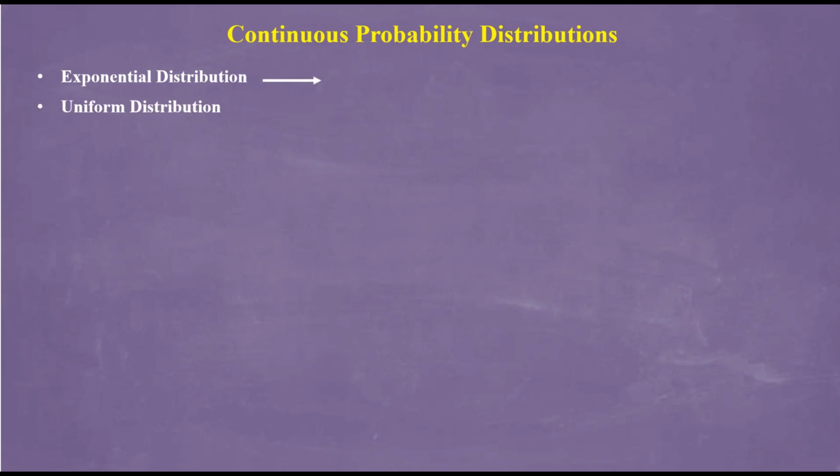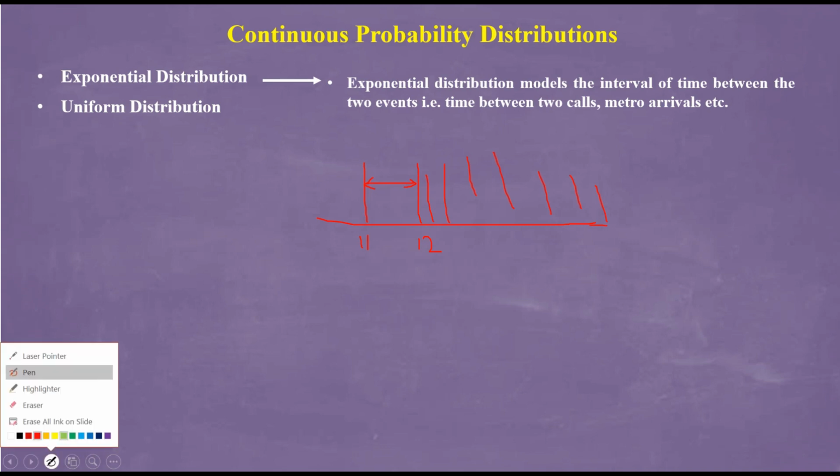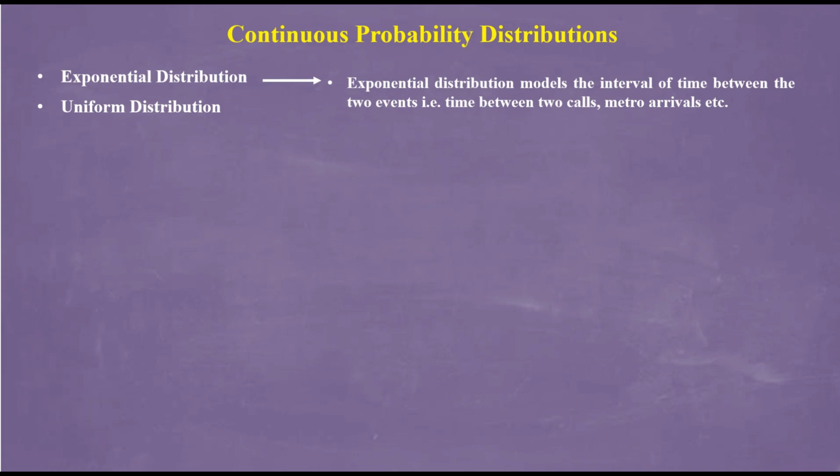The second popular distribution is the exponential distribution. The exponential distribution models the interval of time between two events, that is, time between two calls or time between two metro arrivals. For example, for a call center, if somebody calls you at 11 and then the next call is received at 12, this will be modeled by exponential distribution. So you may have multiple calls in a given time range. This is basically modeled by exponential distribution.